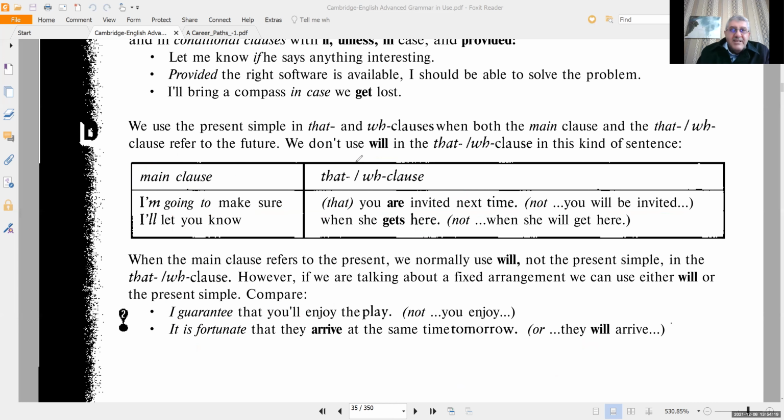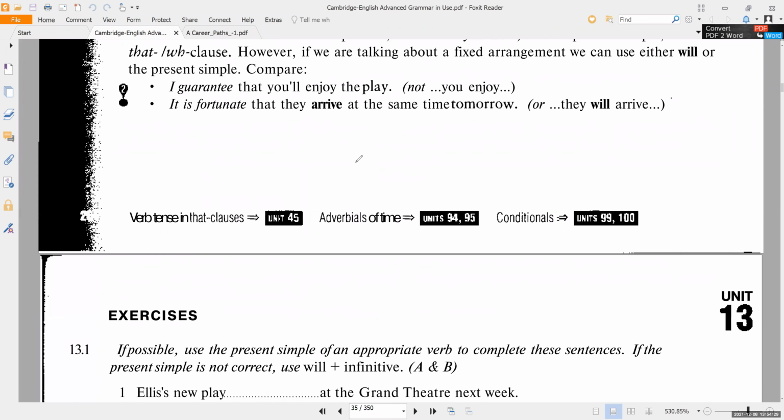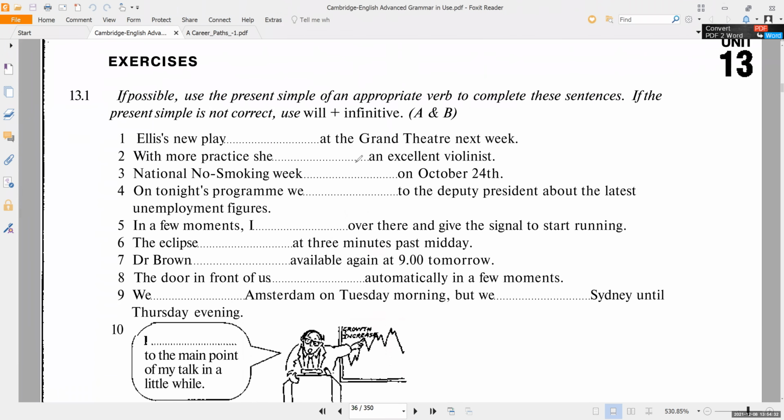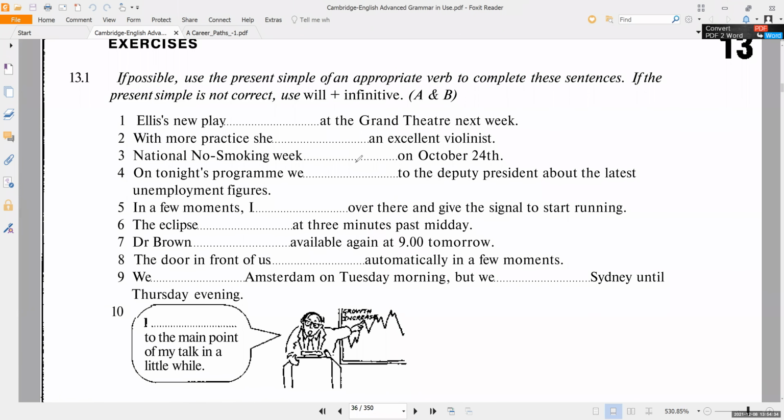Okay, now we go to the exercises. حننطلق إلى التمارين. Okay. Number 1. If possible, use the present simple of an appropriate verb to complete these sentences. If the present simple is not correct, use will plus infinitive. إذا كان مضارع ممكن حسب المعنى نستخدمه أو نستخدم will زائدا فعل.